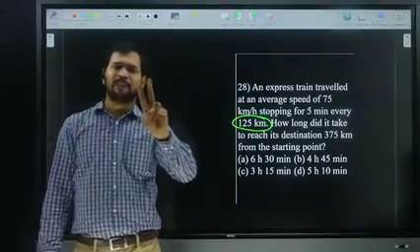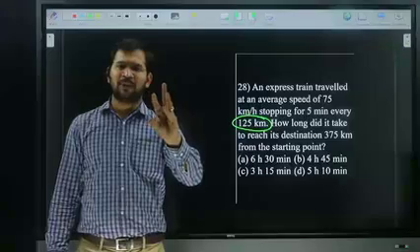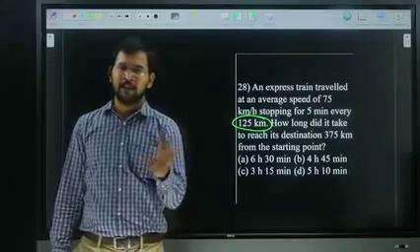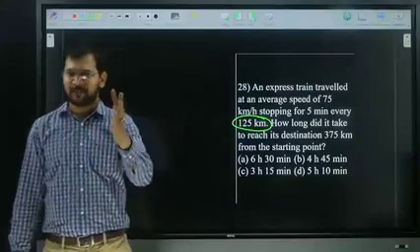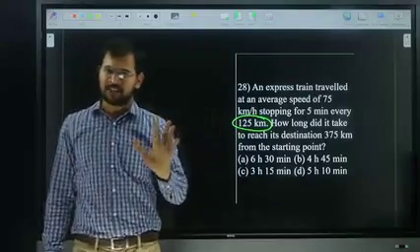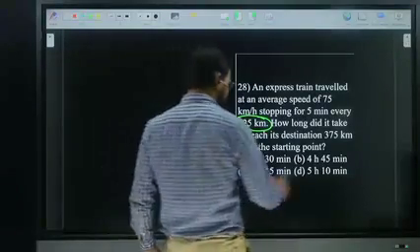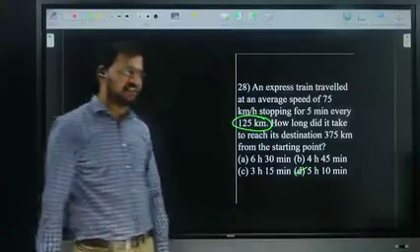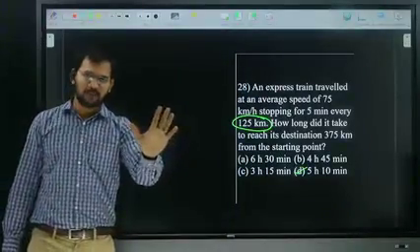So how many breaks are possible? 2 breaks are possible. One break is 5 minutes, 2 breaks is nothing but 10 minutes. Break time is 10 minutes. Journey time is 5 hours, 375 by 75. Journey time 5 hours, break time 10 minutes. So the total answer is 5 hours 10 minutes. Your option is D. D is the right answer. Have you understood? Very good.